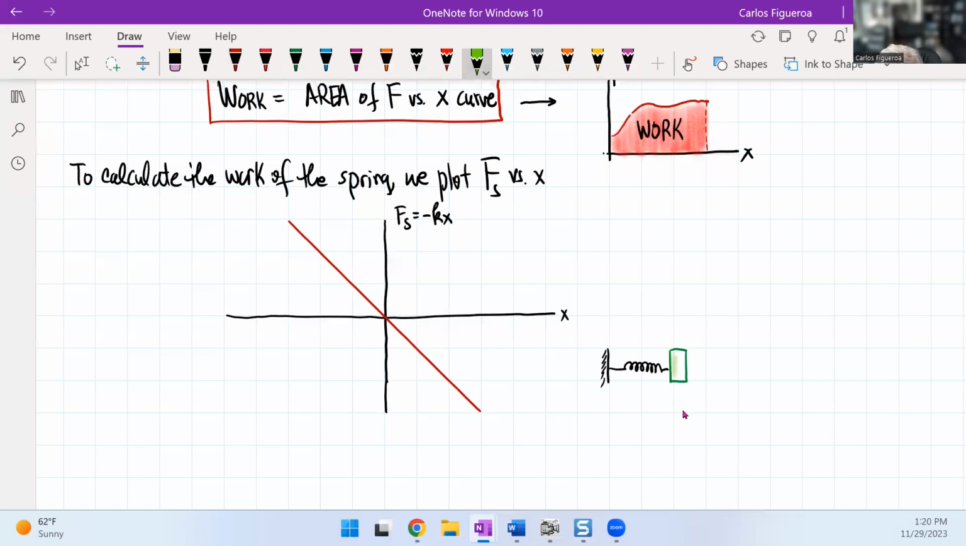And what you're going to find here is that if I look at the center of mass right here, this is the location that we call x equal to 0. So this point right here tells us that this is x equal to 0, and this is the equilibrium. In other words, this is an unstretched spring.